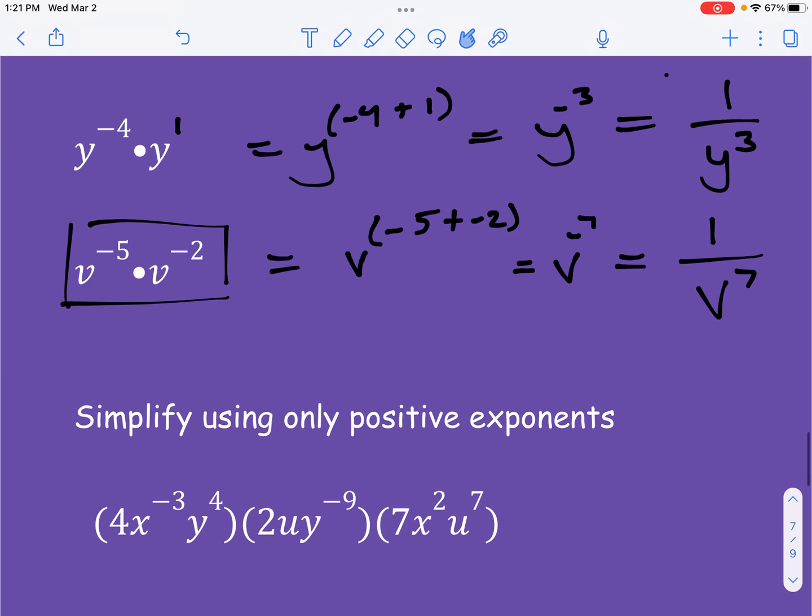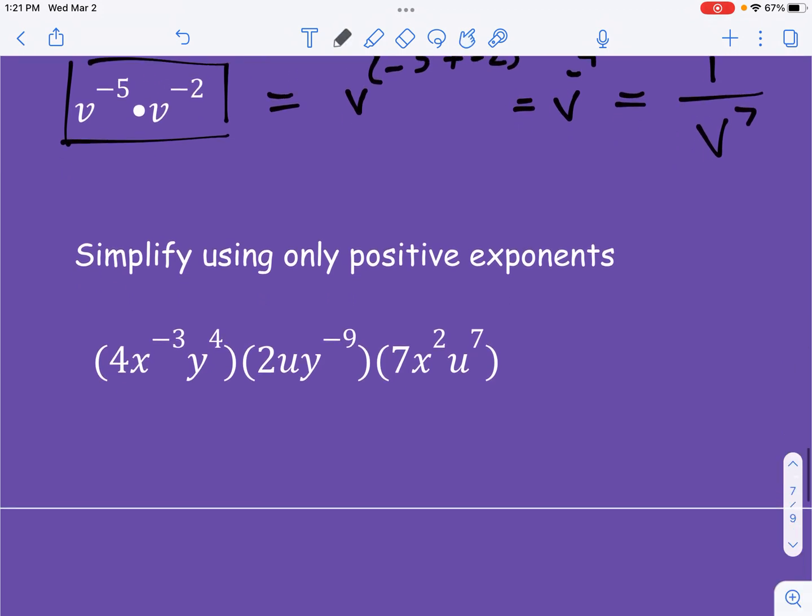Okay, so let's move this up here. We've got this, so let's do what I like to do, which is start with your coefficients. So you got 4 times 2, which is 8, times 7, so we're going to have 56. Let's do our x's, so we got x to the negative third and x squared. So that's going to give me x to the negative 1.